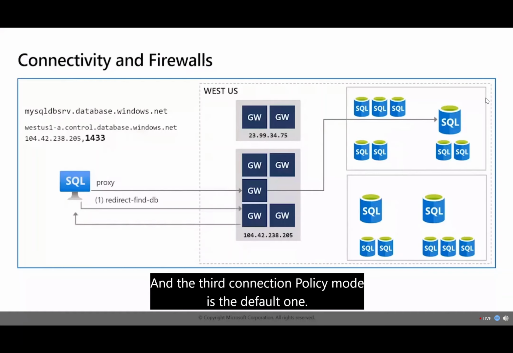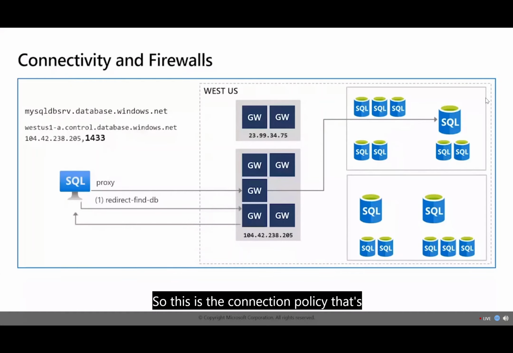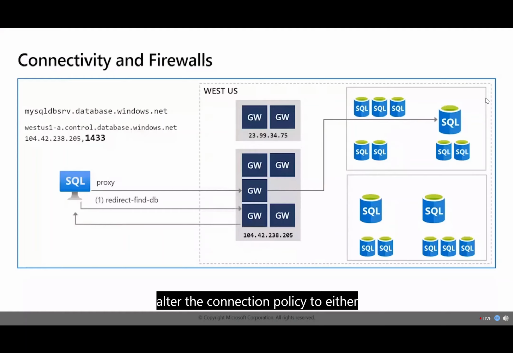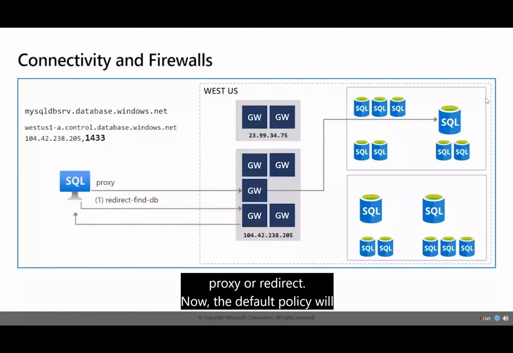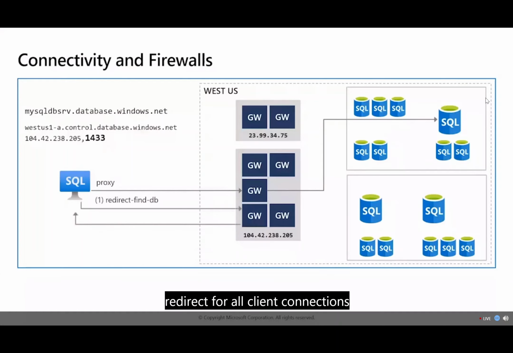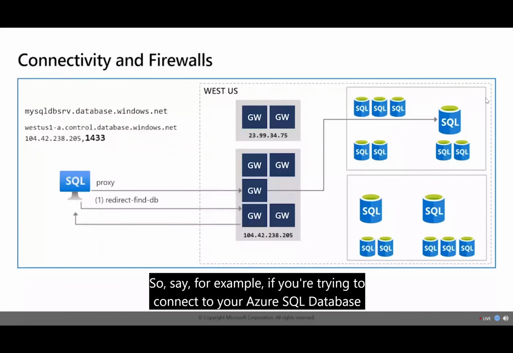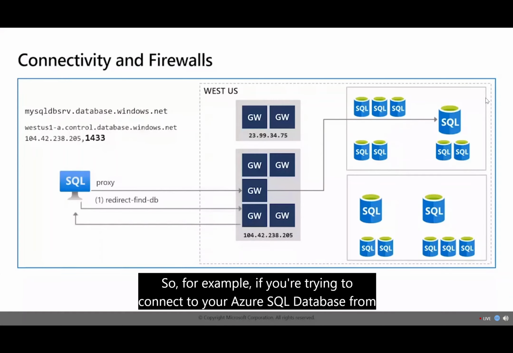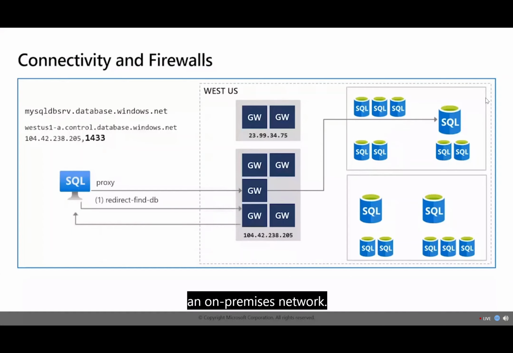And the third connection policy mode is the default one. This is the connection policy that's established by default unless you explicitly alter the connection policy to either proxy or redirect. Now, the default policy will redirect for all client connections originating inside of Azure. So say, for example, if you're trying to connect to your Azure SQL Database from an Azure virtual machine. And it will proxy all client connections originating outside of the Azure network. So for example, if you're trying to connect to your Azure SQL Database from an on-premises network.